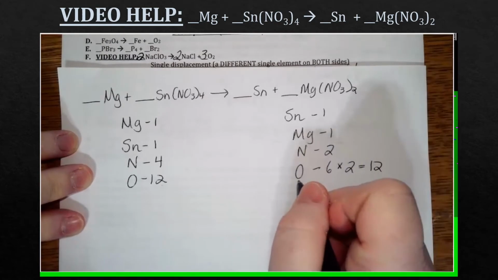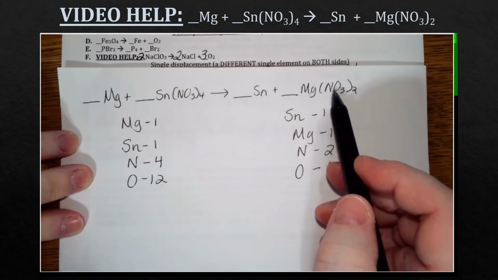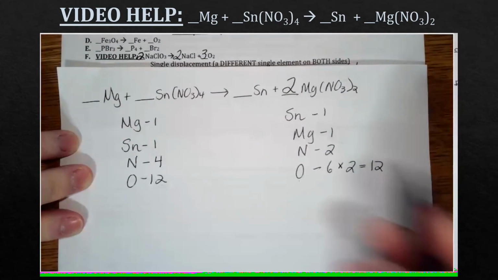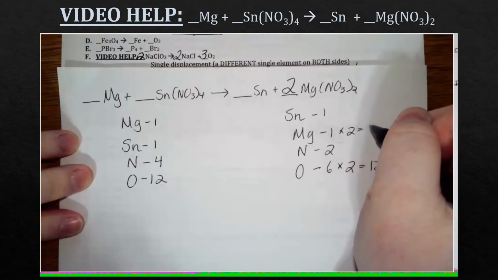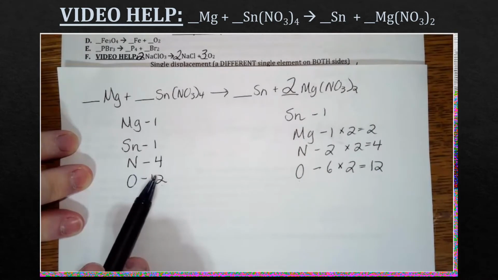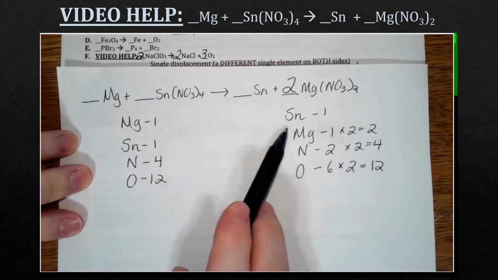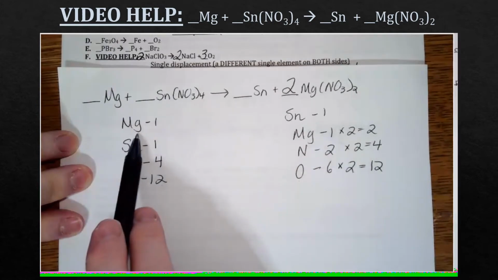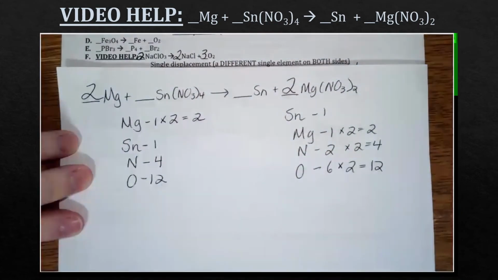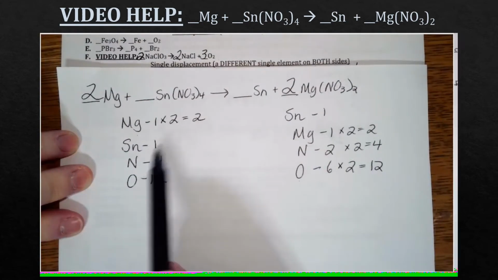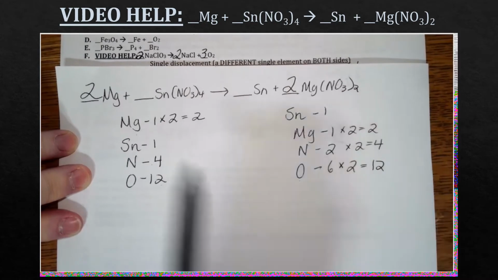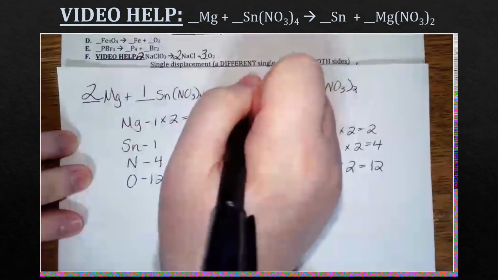This 2 has to go in front of the O. I can't put it right here because remember, you can never, ever, ever put a coefficient in the middle of a formula, so it has to go here. When it goes there, it changed magnesium and it changed nitrogen. Well, the nice thing is it fixed the nitrogen for me. Tin is still okay, but look at magnesium, 2 and only 1. So I have to multiply this magnesium times 2. 2 magnesium, 2 magnesium, 1 tin, 1 tin, 4 nitrogen, 4 nitrogen, 12 oxygen, 12 oxygen. We're balanced. We can leave these lines blank or put a 1.